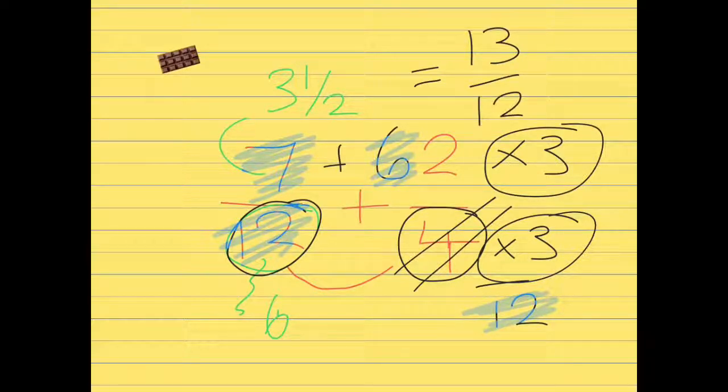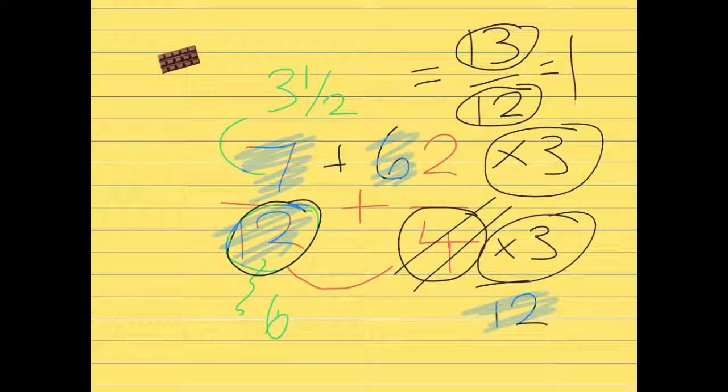Now that's a bit tricky in itself, because the top number, the numerator, is bigger than the denominator. So we have to then simplify it, and we say, well, actually, imagine that was chocolate again. We'd have 12 bits of chocolate, which would make one whole chocolate bar, and then we would have 1/12 left over. So the answer's 1 and 1/12.